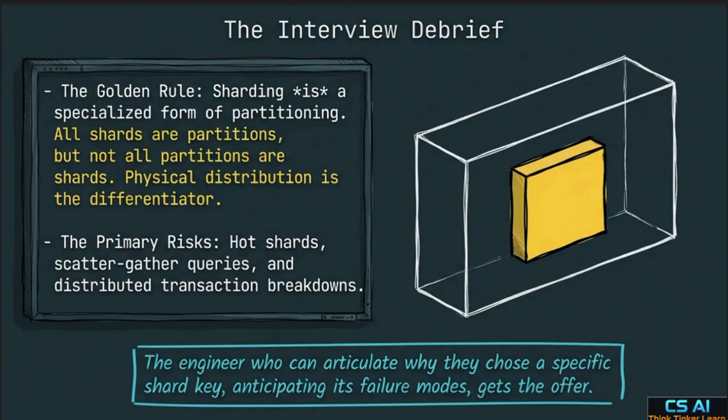To wrap up your interview debrief, remember that sharding is just a specialized form of partitioning. Physical distribution is the differentiator. The engineer who gets the offer isn't the one who memorizes these terms. It's the one who articulates why they chose a specific shard key and can anticipate its failure modes.